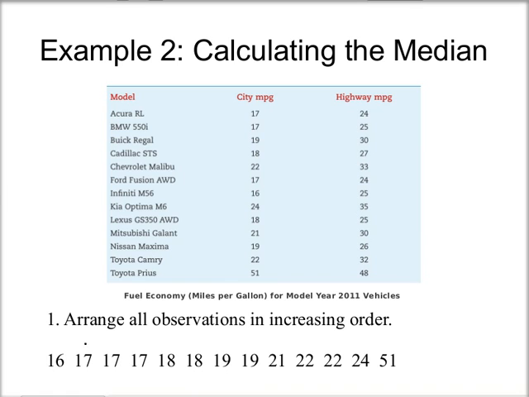So remember I said I have 13 cars in my chart. So I'm looking for the middle observation here, and that will be the 7th observation. So 1, 2, 3, 4, 5, 6, 7. This 19 here is my middle observation. So my median is going to be 19 miles per gallon here.